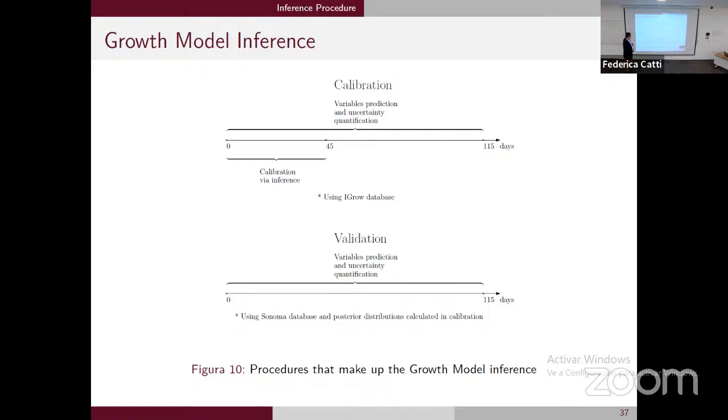In the validation stage, from the inputs of another database and the posterior distribution of the parameters from the calibration stage, we predict the production variables and their uncertainty for 150 days.